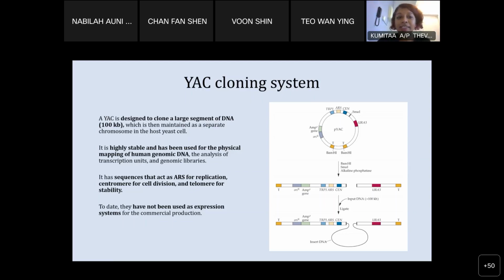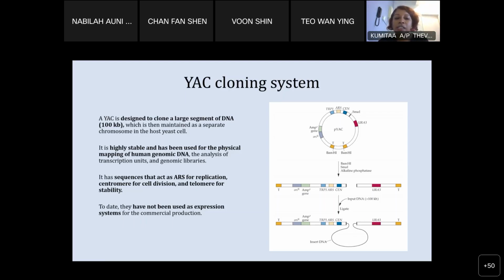So with YAC, it is highly stable, and because it is so huge, it has been used for mapping of human genomic DNA. This is primarily because when you are trying to clone a gene to be expressed as a protein, if your system can only accommodate, say, 1 kb and your gene is the size of 5 kb, then obviously you wouldn't be able to express that in the first place. So YAC is definitely fantastic for that. And it's also being used quite a lot for fundamental studies to analyze transcription units and even genomic libraries.